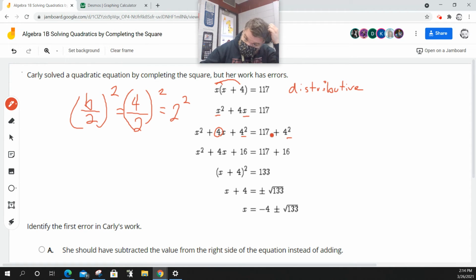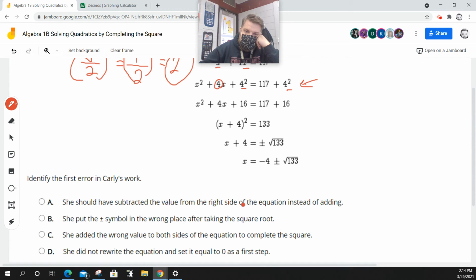Uh-oh. Well, is that wrong? Yeah, that's the mistake right there. Should have added 2 squared. So let's see which one that is.